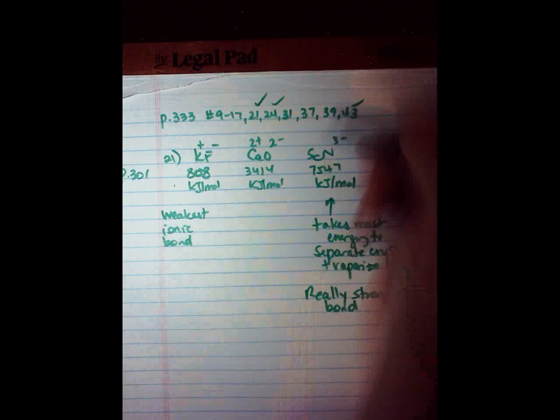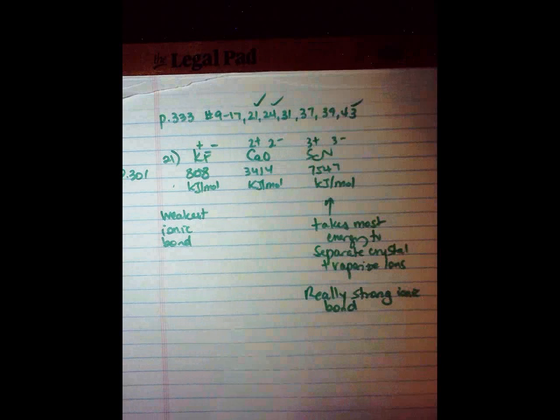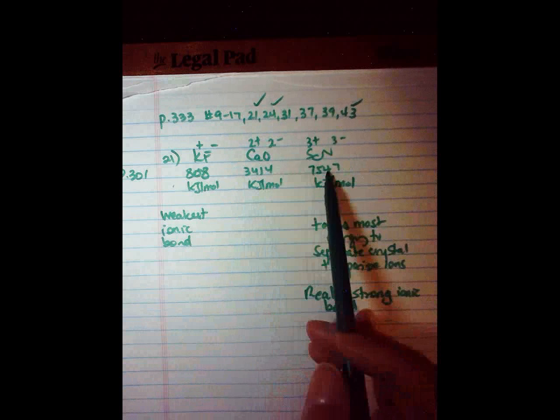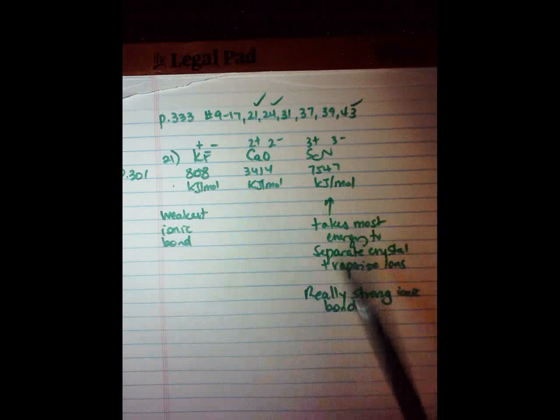Oh, smart girl. Yeah, it's 3+. Because if you call nitrogen 3-, you have to call scandium 3+ to balance out. Okay? All right, so why is that a stronger bond? Because the charge is bigger.